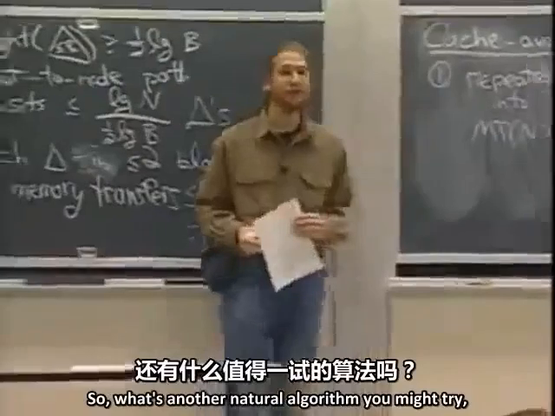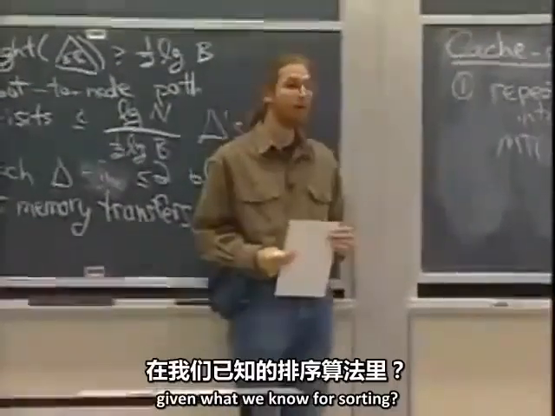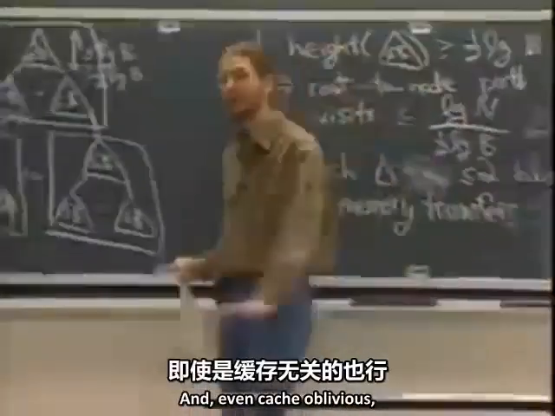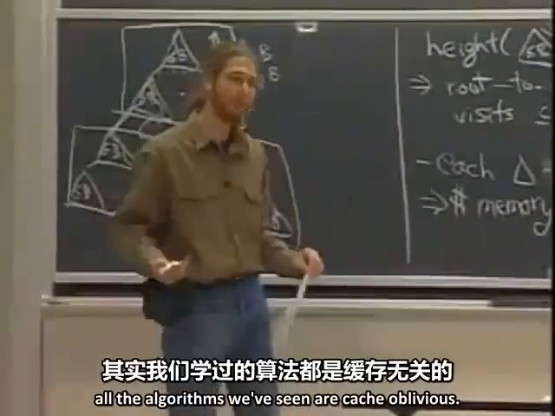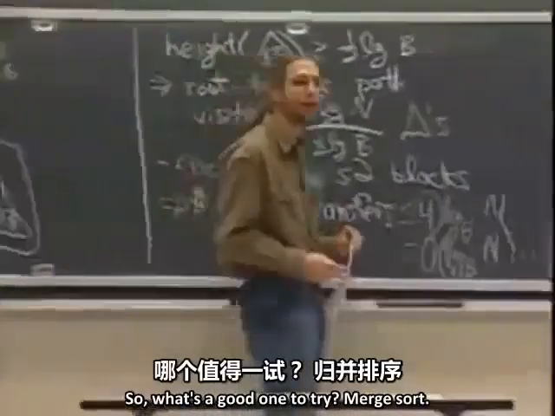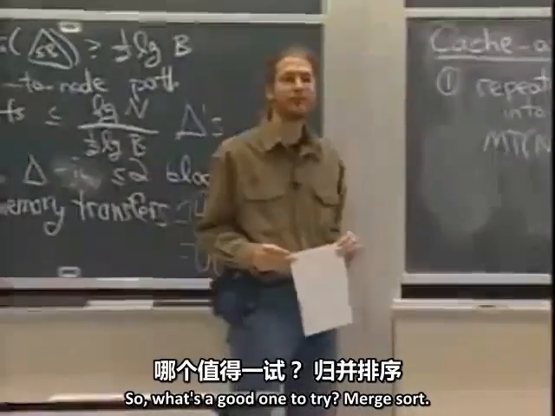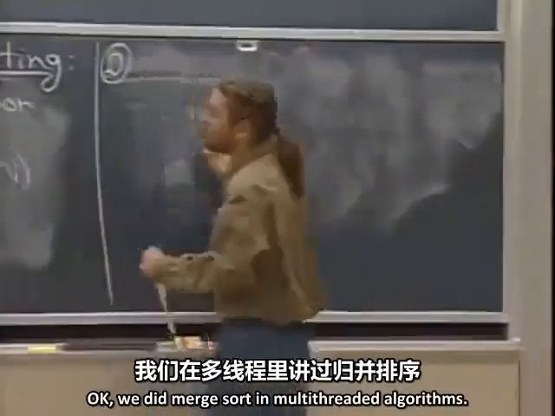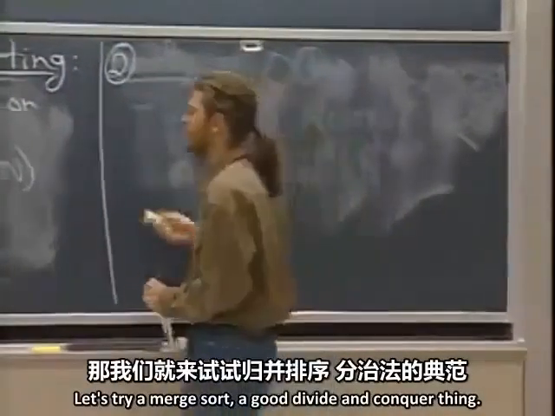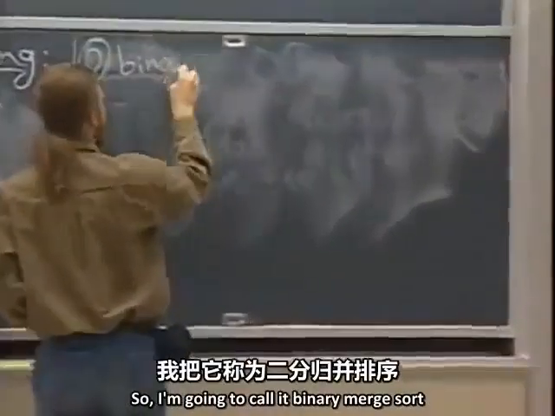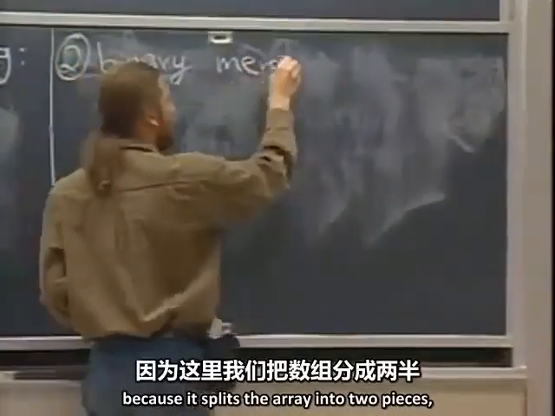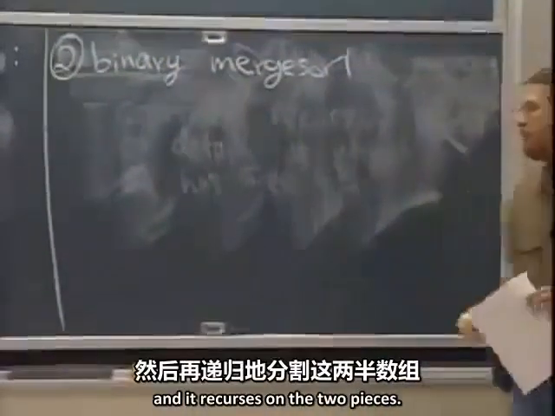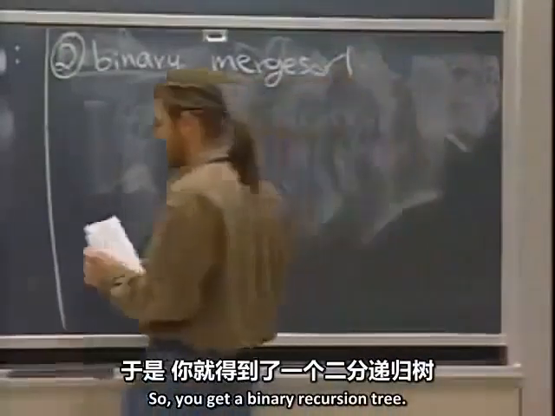So what's another natural algorithm you might try, given what we know, for sorting? And let's even say cache oblivious. I mean, all the algorithms we've seen are cache oblivious. So what's a good one to try? Merge sort, right? We did merge sort in multi-threaded algorithms. Let's try merge sort. It's a good divide and conquer thing. So I'm going to call it binary merge sort because it splits the array into two pieces and recurses on the two pieces. So you get a binary recursion tree.